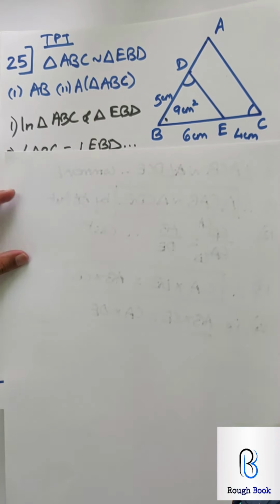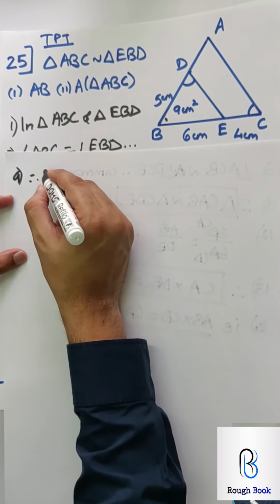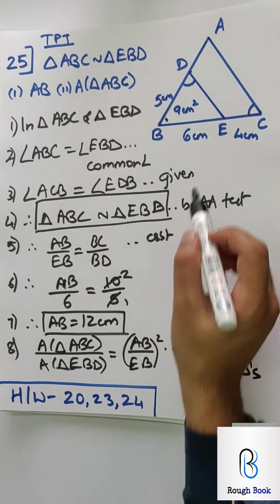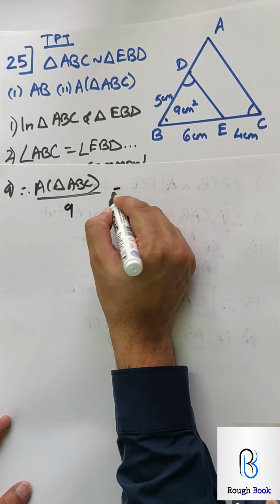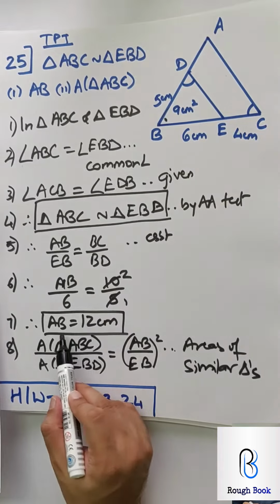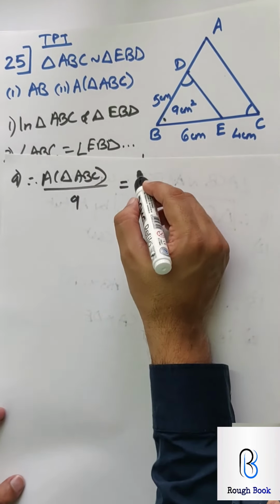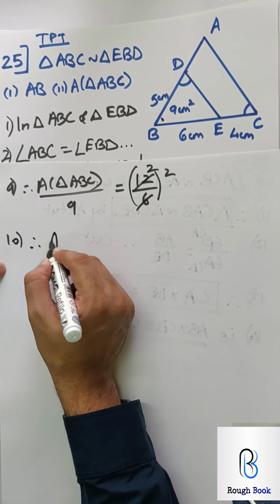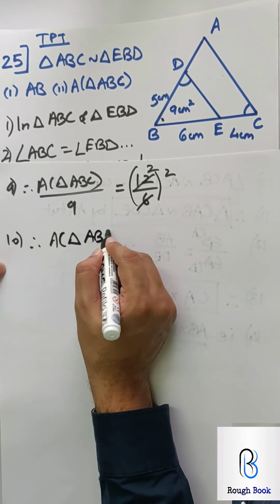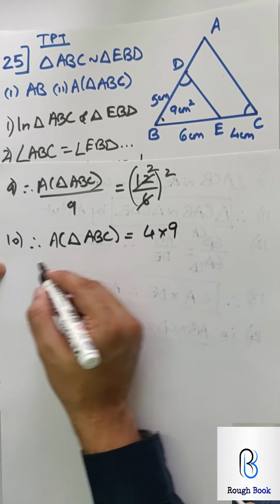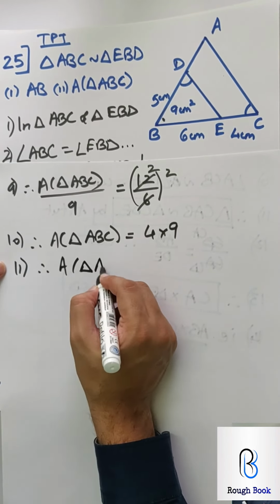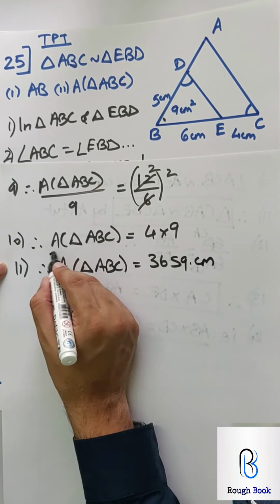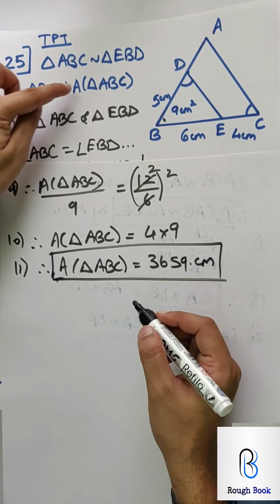So step 9, therefore area of triangle ABC I have to find upon EBD, which is 9, is equal to AB. AB I found 12 and EB, which is 6. So 12 upon 6 whole square. 1s are 2s are. So finally area of triangle ABC is equal to 4 into 9, and therefore area of triangle ABC will be 36 square centimeter. That's what your last part is all about.